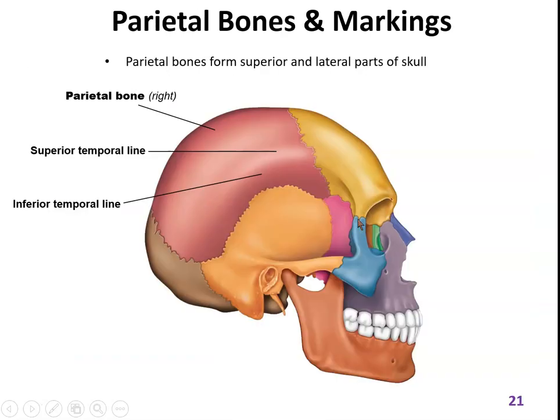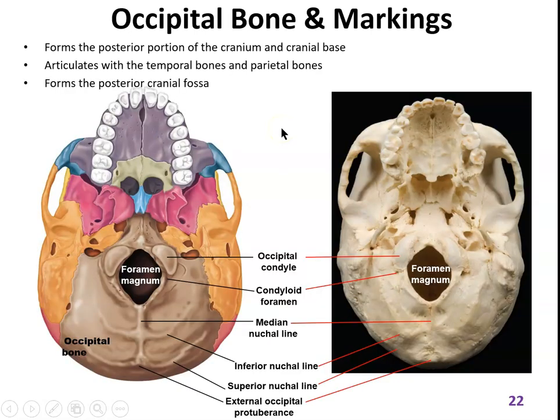The parietal bone is not as complicated. It's this bone up here. There are two of them, and they meet in the mid-sagittal line. And what else? Let's see. Those lines that delineate the temporal fossa are the superior and inferior temporal lines, and they show up on the parietal bone. The occipital bone is much more interesting.